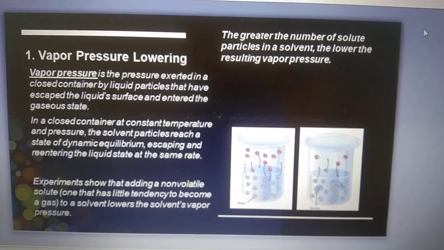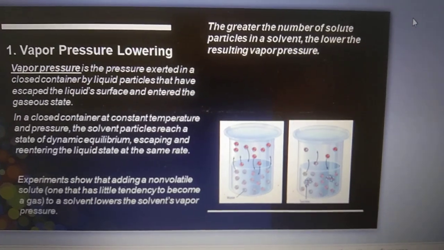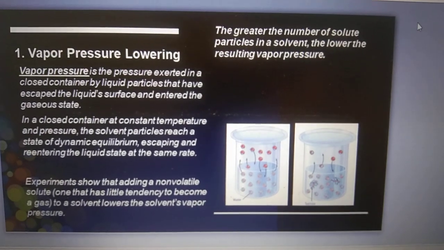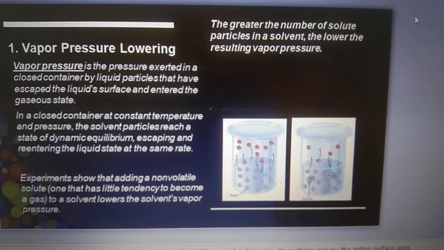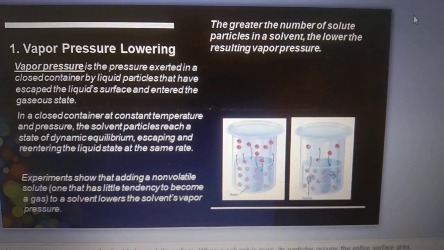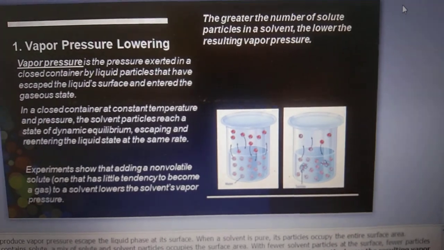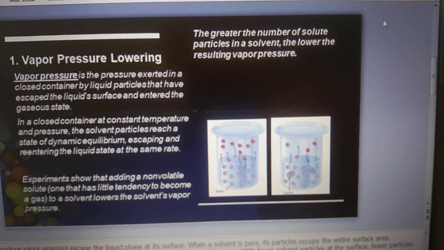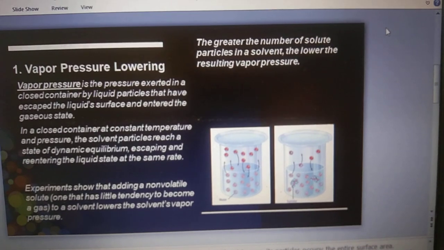Vapor pressure is the pressure exerted in a closed container by liquid particles that have escaped the liquid surface and entered the gaseous state. In a closed container at constant temperature and pressure, the solvent particles reach a state of dynamic equilibrium, escaping and re-entering the liquid state at the same time. When we say there's a state of equilibrium, the container is balanced: the amount of substance in the liquid state is balanced with the amount of vapor that becomes gas.